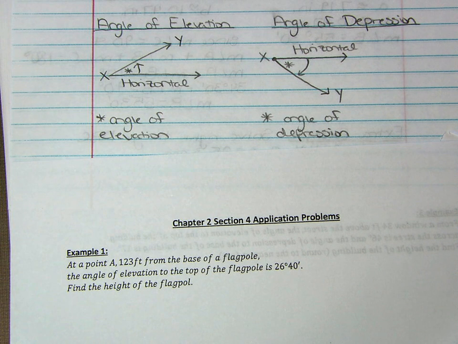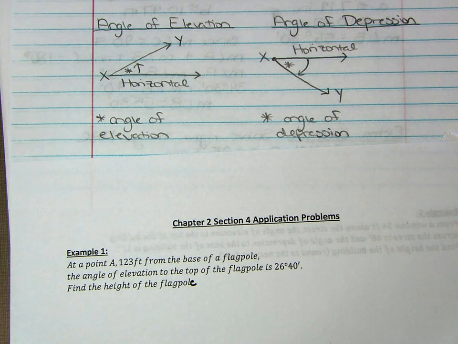It says, at a point A, 123 feet away from the base of a flagpole, the angle of elevation to the top of the flagpole is 26 degrees 40 minutes. Find the height of that flagpole, which I spelled wrong. Flagpole does have an E in there.